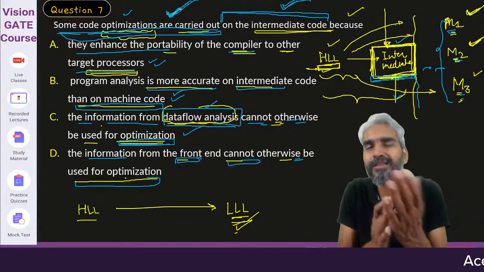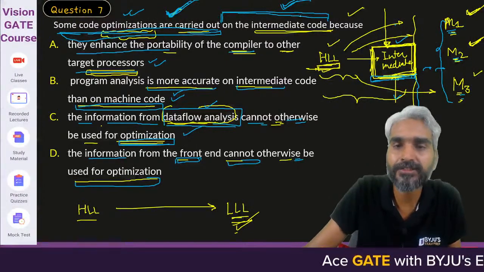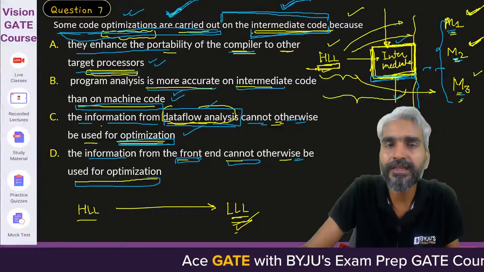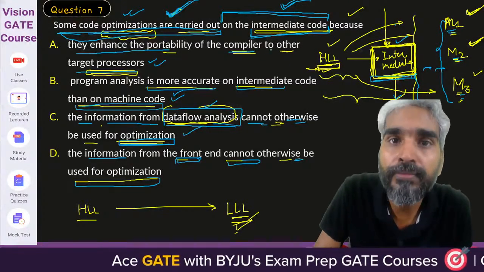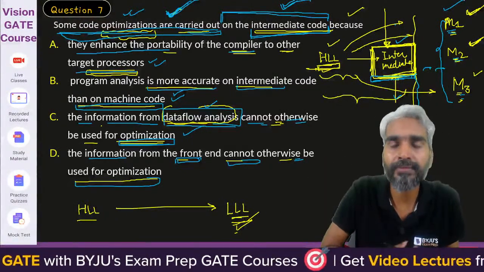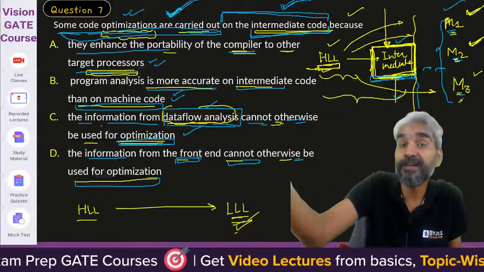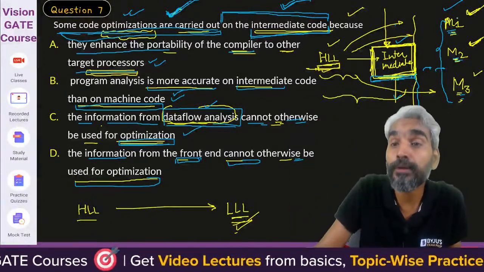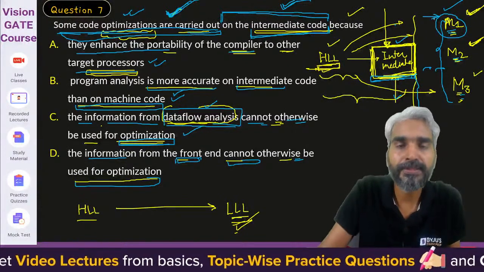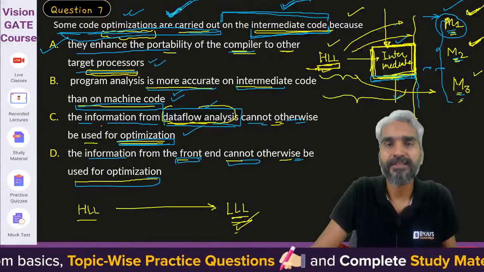No, sir, these are all vague statements. Please try to understand why you are performing the optimizations on the intermediate code. Why are you not performing those optimizations on the final target code? We are not performing the optimizations on the final target code because then that particular optimization will be specific to that machine only. Therefore, the correct answer will be option A.